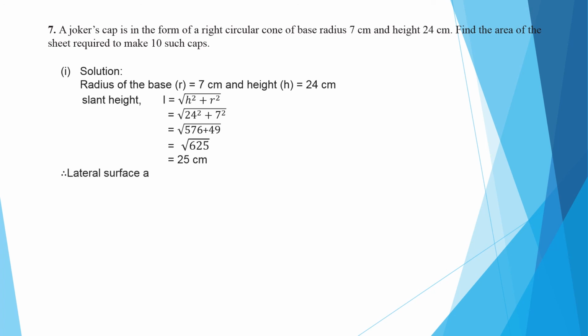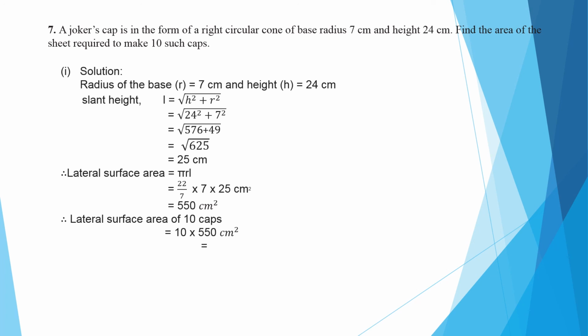Lateral surface area is pi r l, that is 22 by 7 into radius, that is 7, into 25. On calculation, we are getting 550 centimeter square. This is the area of one cap. For 10 such caps, it will be multiplied by 10. So 5,500 centimeter square. Thus, the area for making 10 joker caps is 5,500 centimeter square.